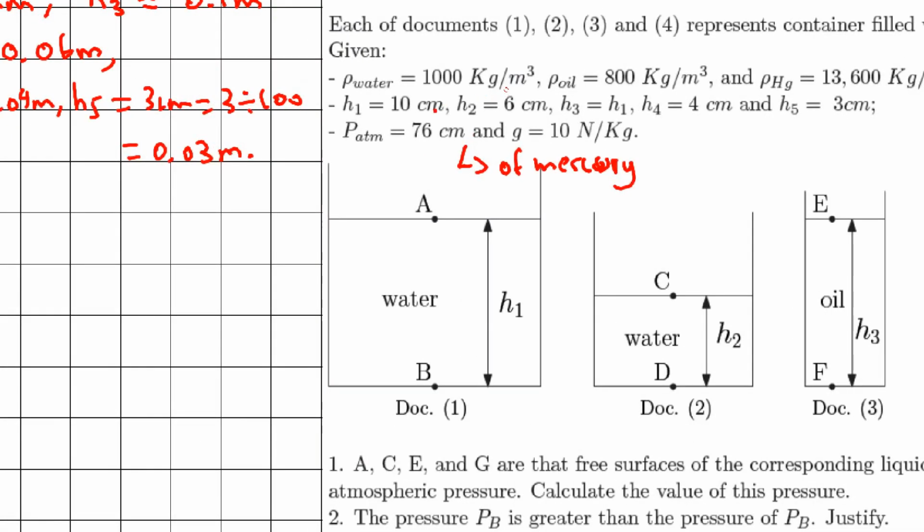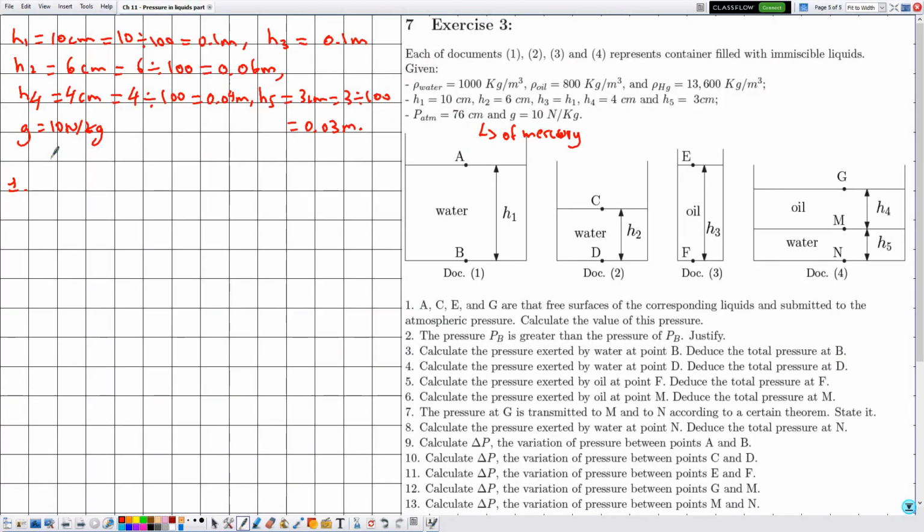Because this value carries the unit centimeter and it's related to the atmosphere, in fact this value corresponds to the atmospheric height that allows us to calculate the atmospheric pressure. So 76 centimeters. From centimeters to meters we divide by 100. So the atmospheric height that allows us to calculate the atmospheric pressure is 0.76 meters.